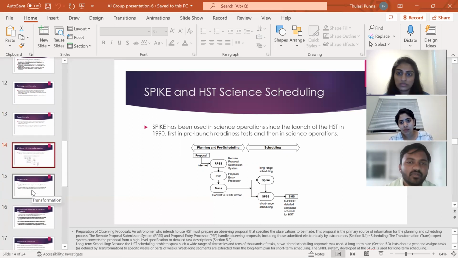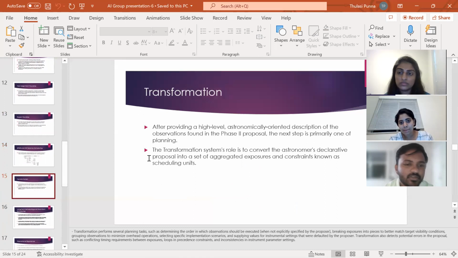And the next one is transformation. Transformation performs several planning tasks, such as determining the order in which observations can be executed, and which targets are visible and in visible conditions, grouping observations to minimize overhead operations, selecting specific tasks, implementation scenarios, and supplying values for instrumental settings. These are all types of transformations where heuristic functions are used. The next topics are covered by our teammate Sarupa.